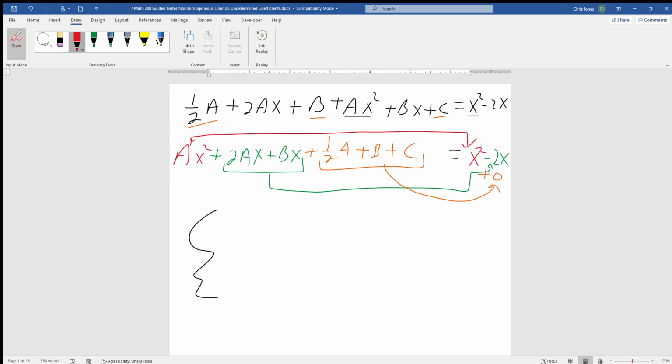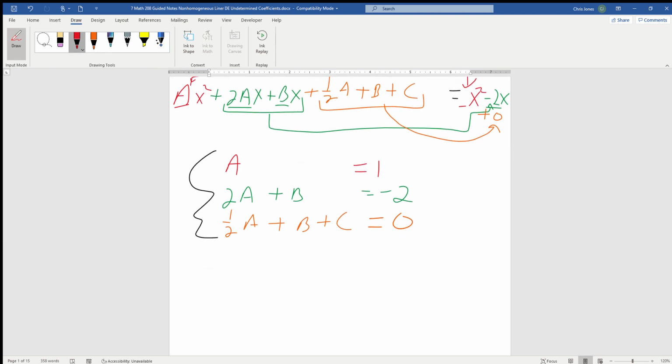So our first equation, we're not going to worry about the x, is that a is going to be equal to 1. Coefficient equal coefficient. The second equation, 2a plus b is going to be equal to negative 2. So we have a 2a, we have a b, and that's negative 2. And then finally, we have some constants. We have 1/2 a plus b plus c is equal to 0. That's the beauty of the undetermined coefficients method: when it comes down to it, it just boils down to algebra after you've substituted those derivatives for yp.